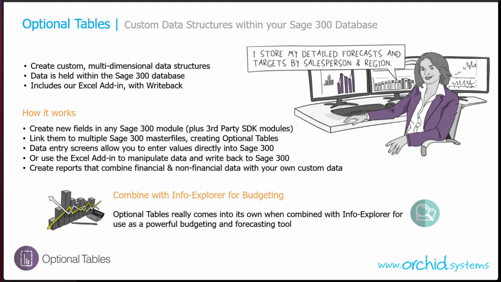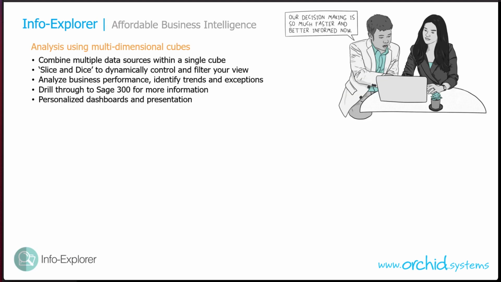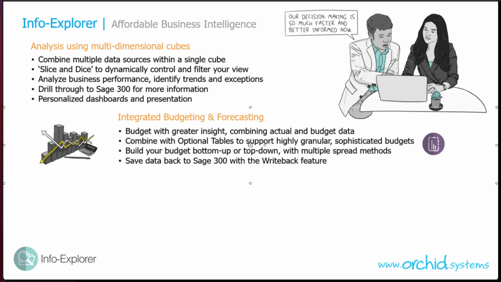When you combine it with Info Explorer for budgeting, it becomes a very powerful budgeting and forecasting solution. Info Explorer is well known for its analysis capabilities, but in the context of budgeting, it is particularly useful with the top-down budgeting because of its powerful spread methods, proportional to your actual or to another budget set, or to increase across the board by 5% or 10%, the ability to save in the cube and share the cube with other users, as well as the ability to write back to Sage 300 GL budget and optional table data.